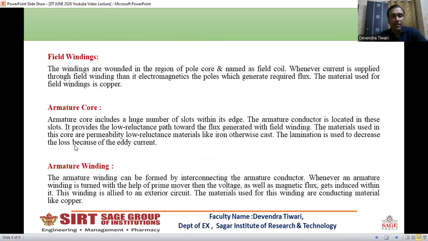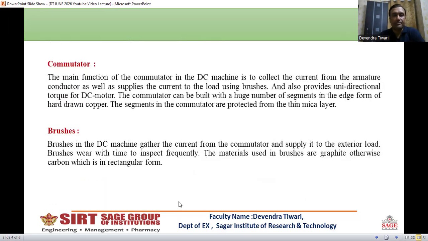Then armature winding. So in the part of core, we will provide armature winding. The armature winding can be formed by interconnecting the armature conductors. The slots are given there. We have placed the conductors there, and these conductors are interconnected. Whenever an armature winding is turned with the help of prime mover, then the voltage as well as magnetic flux gets induced within it. This winding is connected to the exterior circuit. The materials used for these windings are conducting materials like copper.